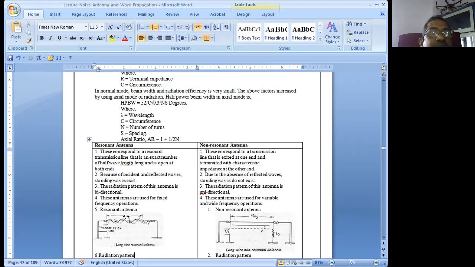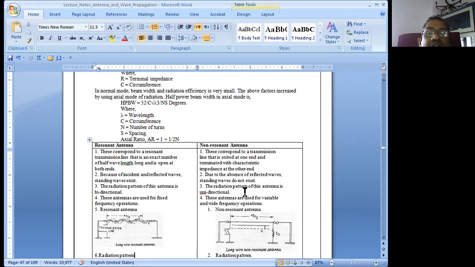Because of this, the incident and reflected waves are going to form standing waves, and hence standing waves exist in the resonant type of antenna, because both ends have the same amount of impedance. It looks the same at either end, so it forms standing waves.